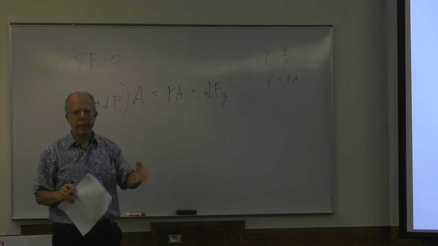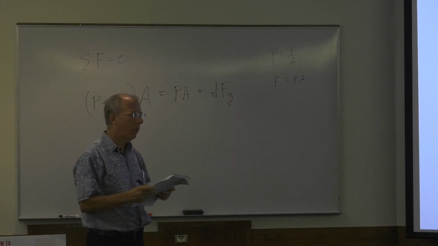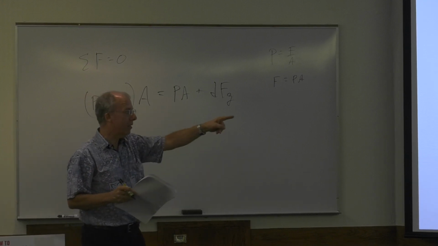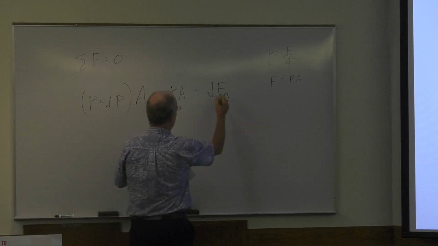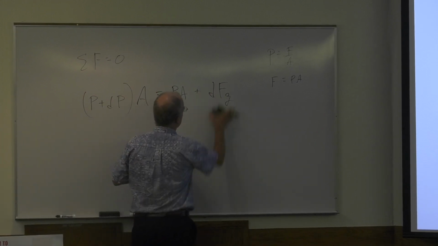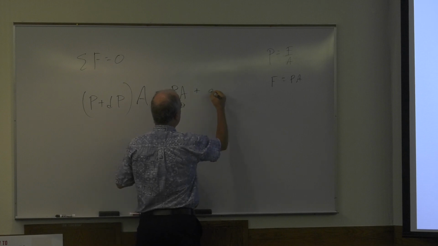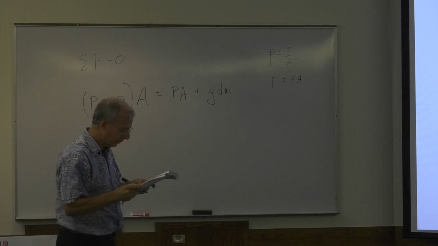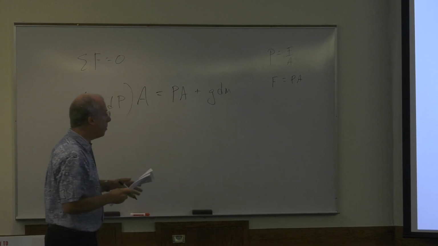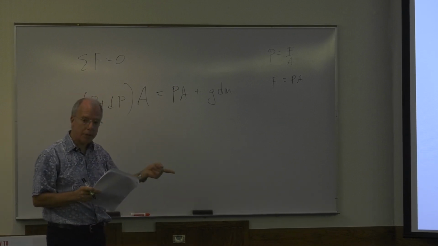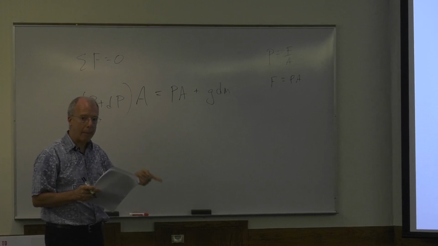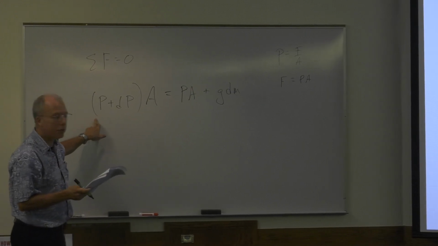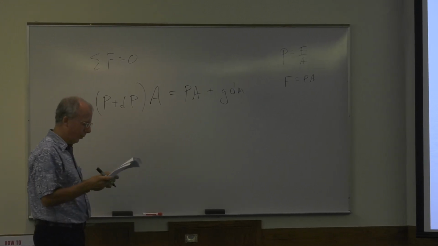All right, now dFg, that's gravity, right? Now, what's a gravitational force? mg. But we're saying that the mass is dm, so we're just going to say that this is g times dm, right? Mass times gravity. Okay? All right, now, we're supposed to be finding an equation for the pressure as it varies with depth. Is there a variable for depth here? No. So that's not a good situation, right?